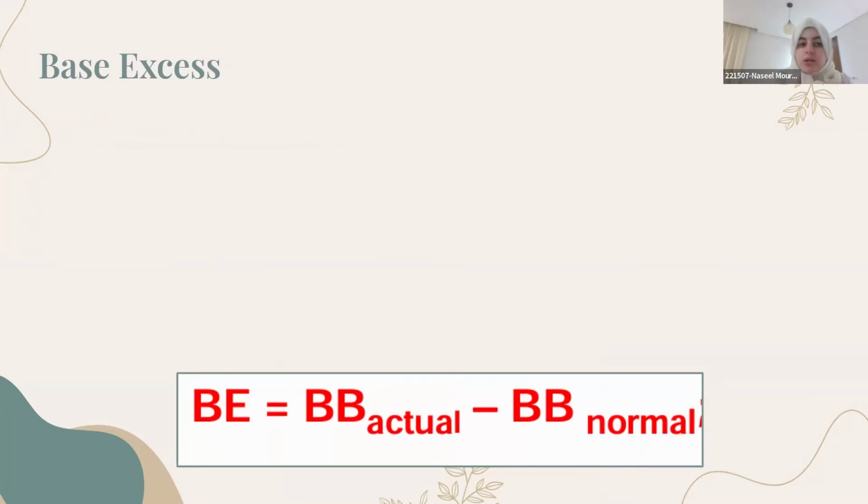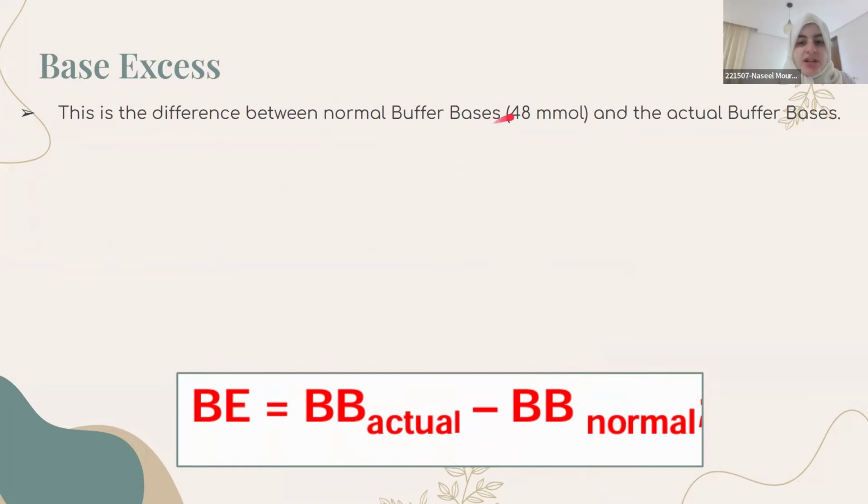Now that you understand buffer bases, you'll definitely understand what base excess is. Base excess is basically the difference between the actual buffer bases in a person and the normal buffer bases value. The normal buffer bases value is about 48, and the actual is what you test in a patient. According to the doctor, this is the parameter that's most helpful and accurate in the clinics. However, from what I've seen, we use bicarbonates.